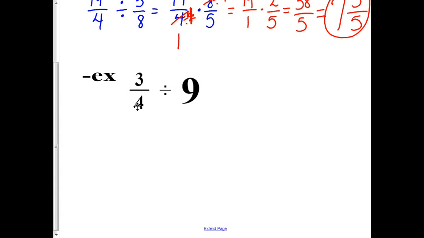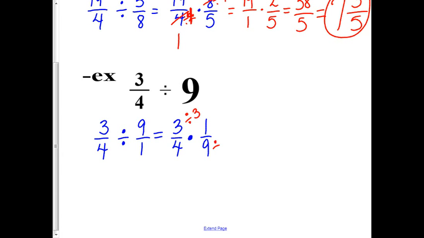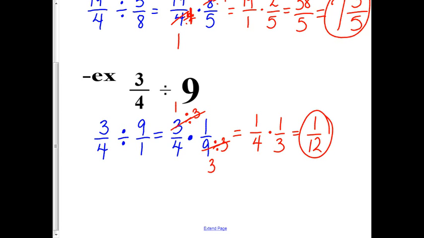So our next problem is 3/4 divided by 9. We're going to write this as 3/4 divided by 9/1. Then we want to multiply by the reciprocal. So we're going to keep the 3/4, we're going to copy that, and then multiply by the reciprocal of 9/1, which is 1/9. This one we can cross simplify. 3 and 9 can both be divided by 3. And so 3 divided by 3 is 1, 9 divided by 3 is 3. And that's going to give us 1/4 times 1/3, which is 1/12. So 3/4 divided by 9 is 1/12.